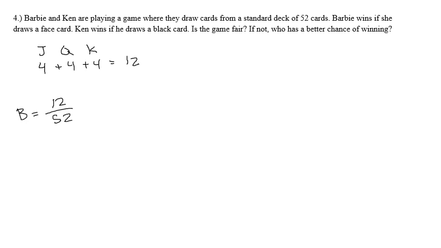So what about Ken? Ken wins if he draws a black card. Well, half the cards in a deck are a black card, right? So 52 divided by 2, because half your cards are black. All right, so that's 26. So Ken has 26 out of 52 chance of winning.